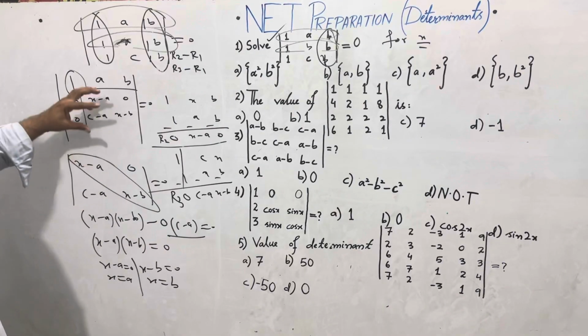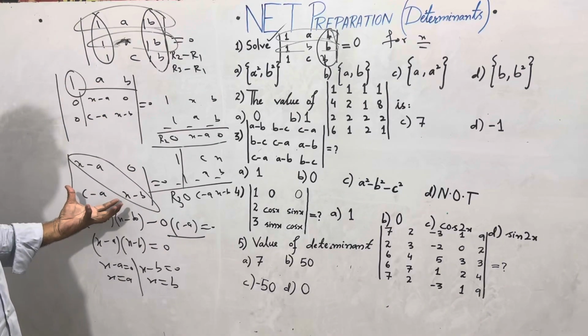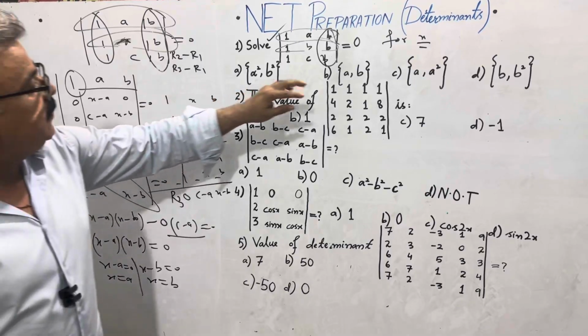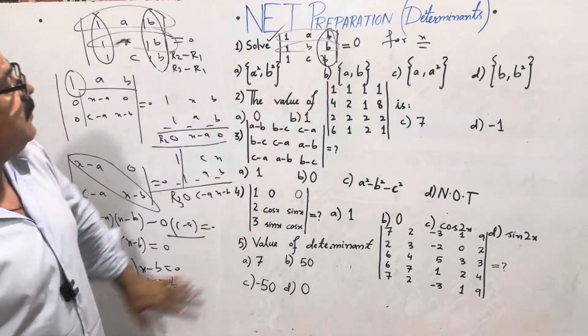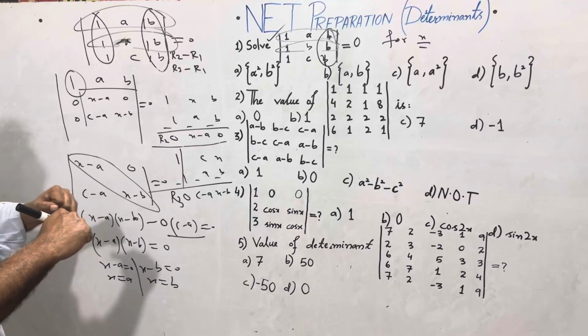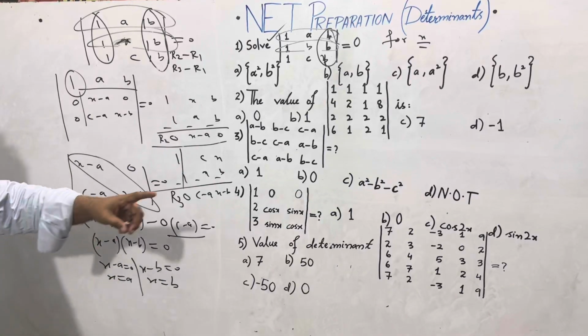That's my tiny effort to solve by row operation. It's up to you. Or manipulate the options and arrive at a solid platform. Moving toward the next question.